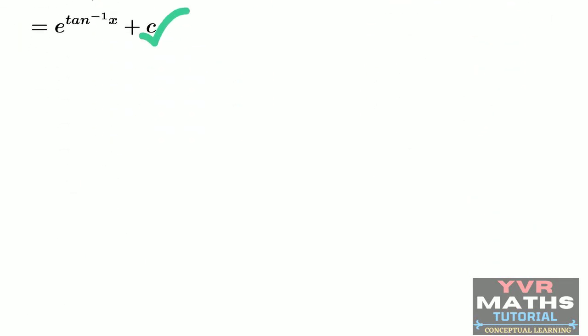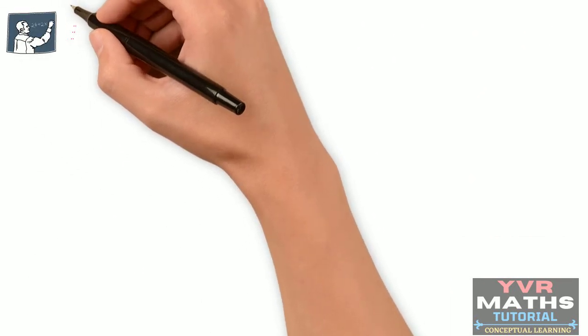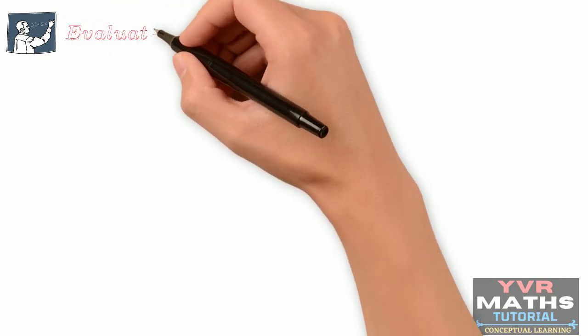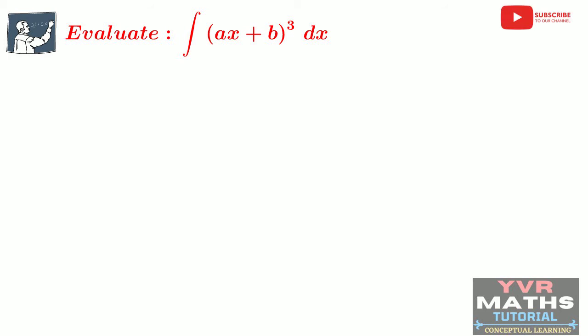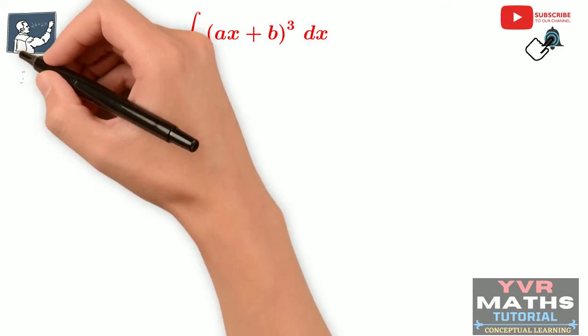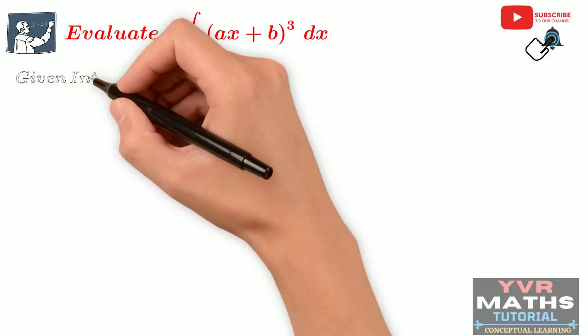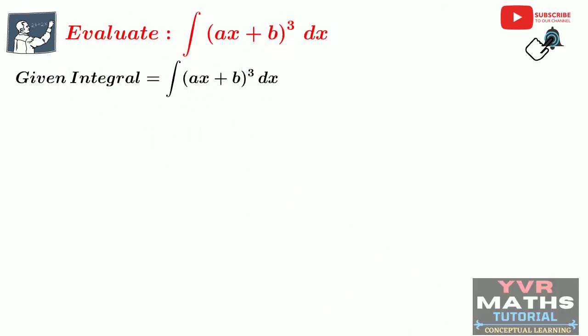Let us discuss one more problem. See here, evaluate integral ax plus b whole cube dx. Let us discuss the solution of this one. The given integral is equal to integral ax plus b whole cube dx. Now substitute some part of the integrand as another variable such that its differentiation exists in the integral.